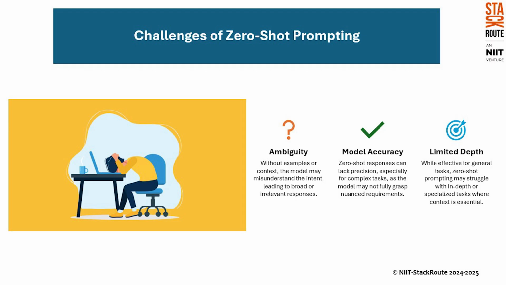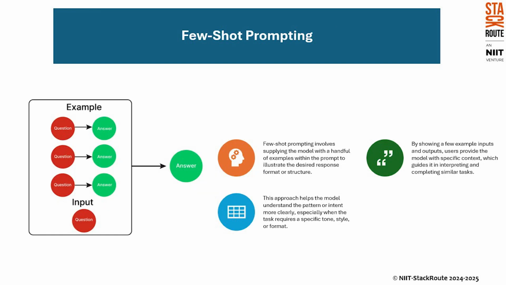Ambiguity. Since the model doesn't have context or examples, it can misunderstand what we're asking, sometimes leading to broad or off-topic responses. Model accuracy. Zero-shot responses might lack precision, especially with complex tasks where the model needs more guidance. Limited depth. While effective for general tasks, zero-shot prompts may not be as strong for specialized tasks that require deeper context. Now, let's take a look at few-shot prompting.